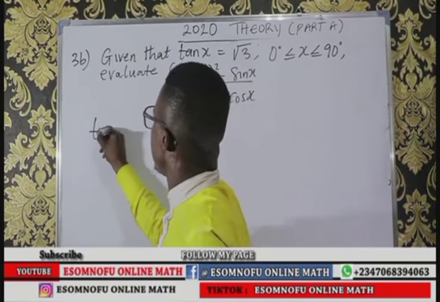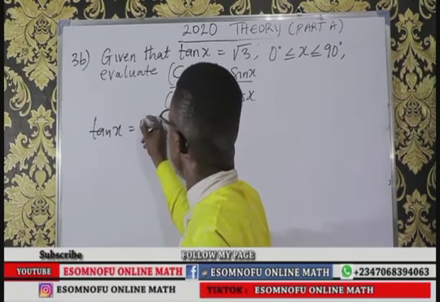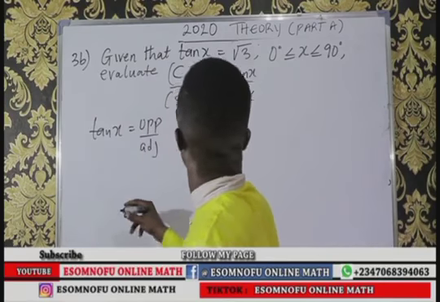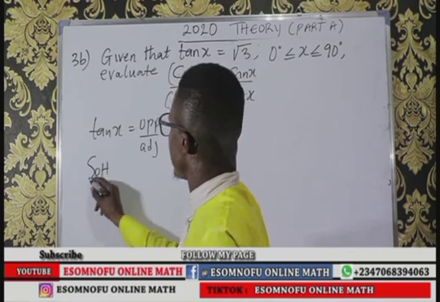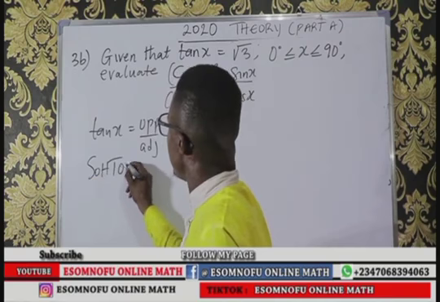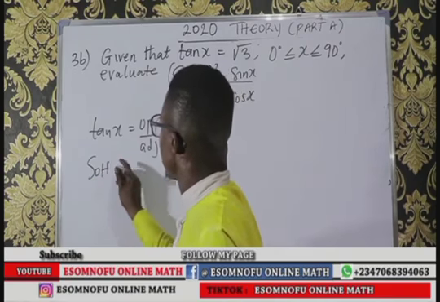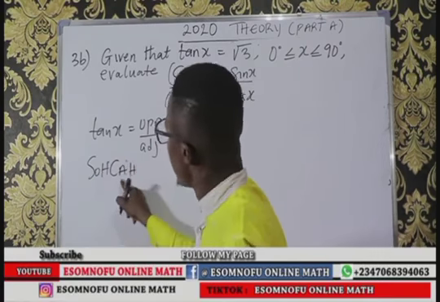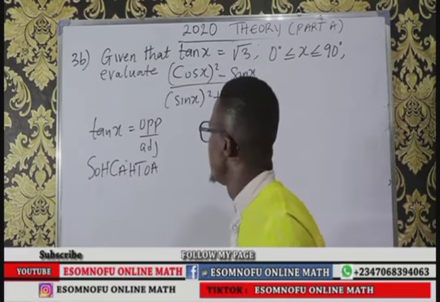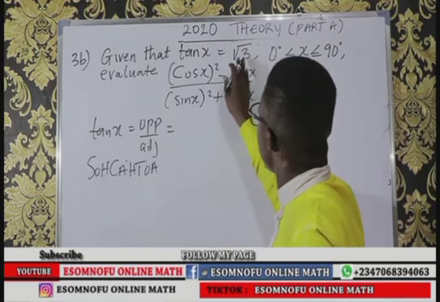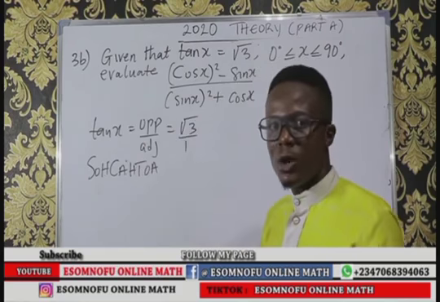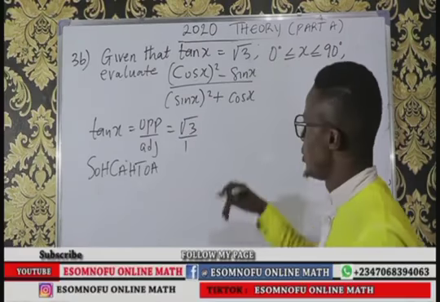Remember that tan x or tan theta is opposite over adjacent from SOHCAHTOA. Sine is opposite over hypotenuse, cosine is adjacent over hypotenuse, while tan is opposite over adjacent. And the same tan x, we are told, is equal to √3. This √3 can be seen as √3 over 1, because if I divide √3 by 1, I will still get √3.